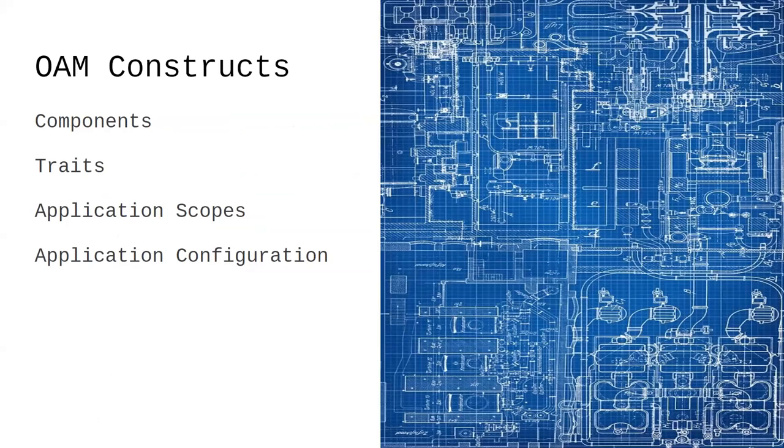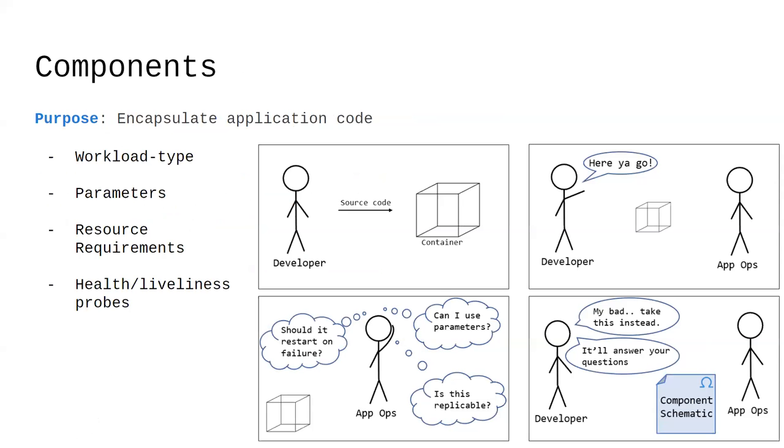So, OAM has four main constructs that you really need to get familiar with before you can get up and running. We'll start with components. Components' purpose is to encapsulate application code. So here, we're defining runtime requirements, like what the workload type would look like. We've also provided a place for developers to specify parameters that might be overwritten by application operators. You'll see resource requirements, health and liveness probes, fairly similar requirements to what you would see in a pod specification.